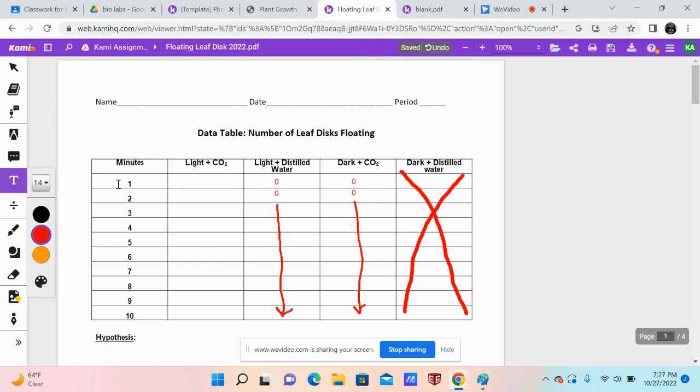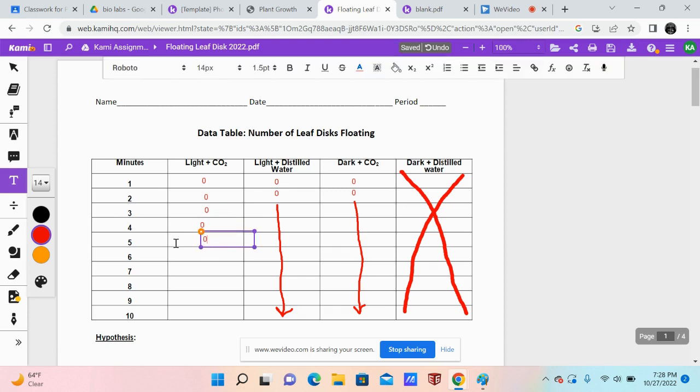Now, I'll be honest, I did this 4 times with all my 4 classes, and I don't remember what exactly we got in 4th period. So I'm going to kind of make this up. If you have the actual data, feel free to graph that. But this is kind of what most classes got. After 1 minute, 0. None of them were floating. They're all on the bottom. After 2 minutes, also 0. 3 minutes, 0 again. 4 minutes, most classes 0. 5 minutes, most classes 0.